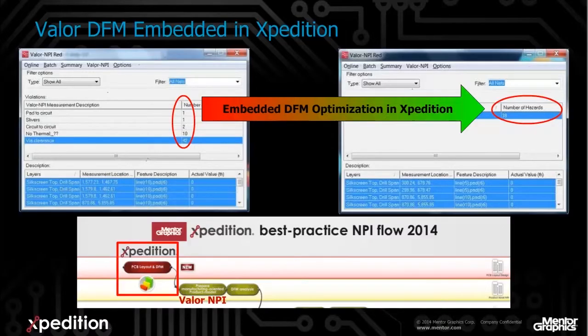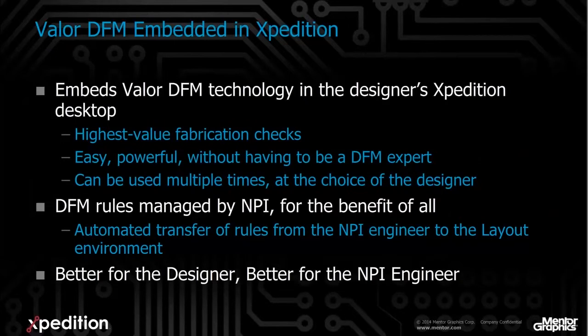In summary, you have seen how the Valor DFM technology embedded in the designer's Xpedition VX desktop offers a range of fabrication analysis checks that deliver high value and where problems can be fixed easily within the Xpedition system in a way that is clearly understandable within the Xpedition interface. The DFM rules are managed on the Xpedition network by the NPI specialist for the benefit of all the Xpedition layout users, integrating DFM into the design process, but without calling for the layout people to suddenly become manufacturing experts.